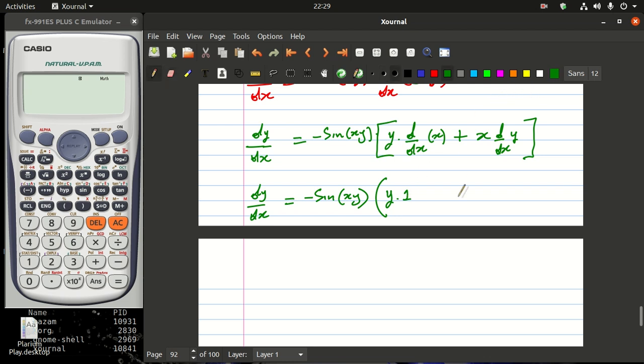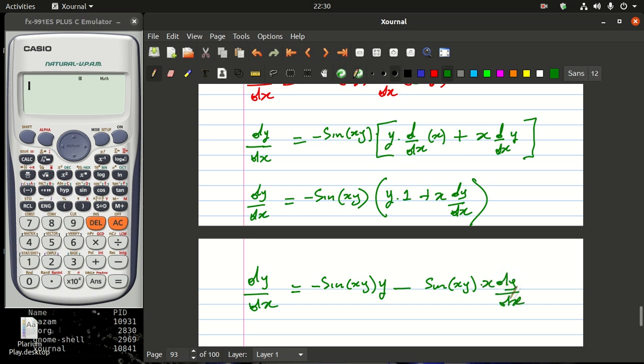So it's just a 1, and then plus x times dy dx, because we don't know what y is because we can't make y the subject of the formula. And then we can say that we have dy dx, and on the right hand side I have minus sine of xy times this y here. So I have a y there, and then if I multiply this with that, I will end up having minus sine of xy times x times dy dx. So I have dy dx this side, I have dy dx on that side.